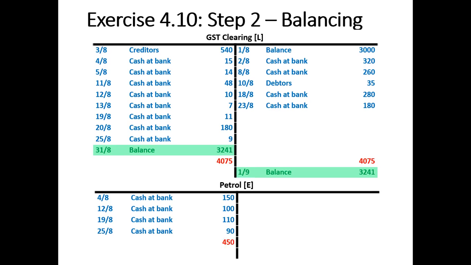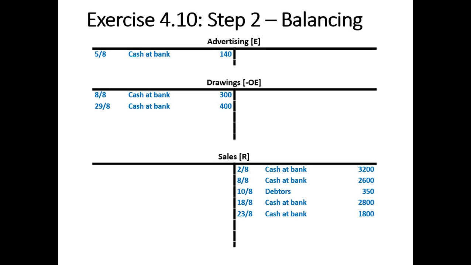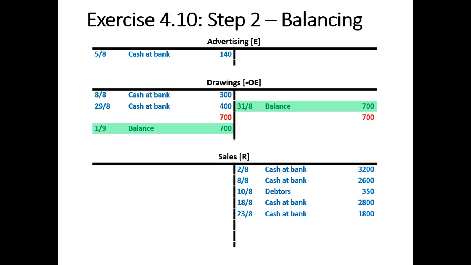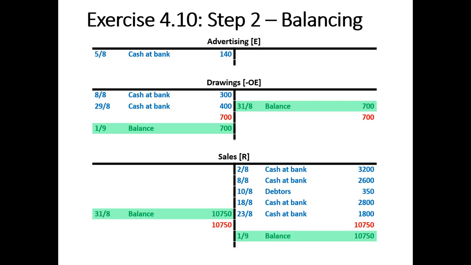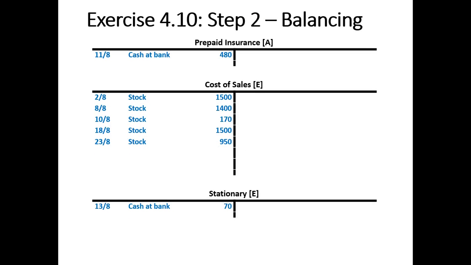Petrol's an expense, always going to have a debit balance, so we can figure out that one quite easily and carry it down. Then advertising we don't need to balance. Drawings, we do have two entries, so we better balance it, so we'll carry forward the balance as $700. Sales are only credits because they're revenues, so we'll figure out the balance of total sales as 10,750. That leaves prepaid insurance, which is an asset on its own. There's only one entry, we can leave it.